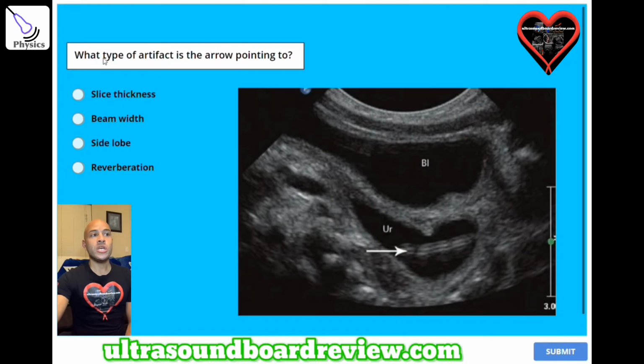Question 3. What type of artifact is the arrow pointing to? A. Slice thickness. B. Beam width. C. Side lobe. Or D. Reverberation. The answer is A. Slice thickness.